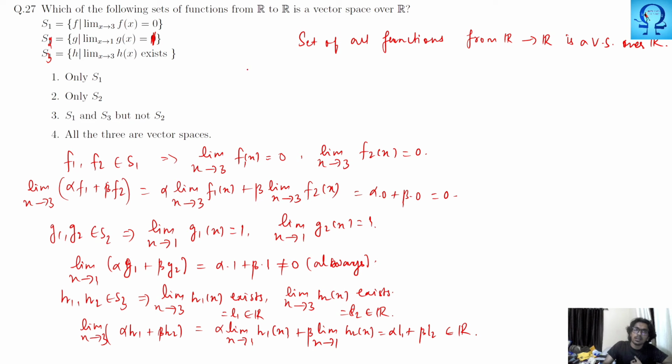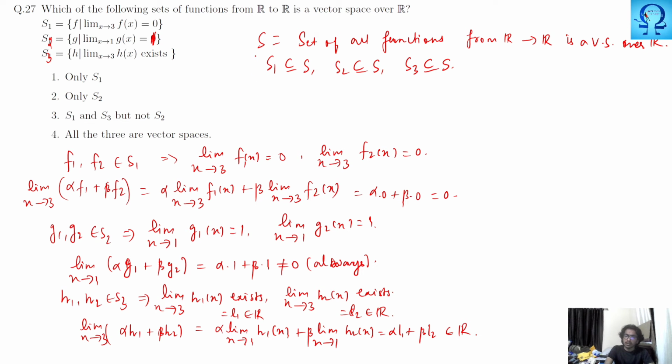Here, if I consider this set to be my S, then S1 is a subset of S, S2 is a subset of S, and S3 is also a subset of S, because they are collecting functions from R to R which satisfy a certain property. But in S I do not impose any property. All these are subsets of S. Whenever we say a subspace, that itself forms a vector space. That is what the definition tells us. But in order to verify it is a subspace, it is sufficient to check this condition. That is what I have done.